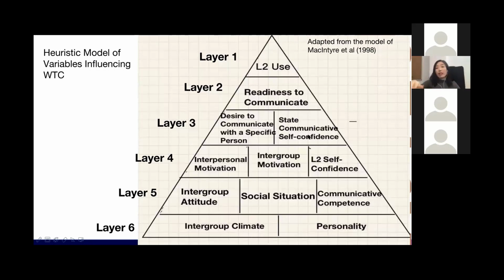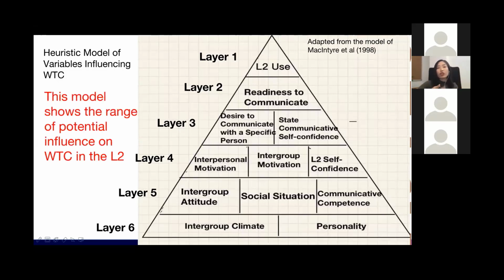Yeah, I can see there's a model. Okay, this model was developed by McIntyre in 1998. The model you're seeing right now is actually my adapted version. We have 6 layers in total. It's like a pyramid. We have different factors in each layer. So the whole model, as they said, shows the range of potential influence on WTC in L2.